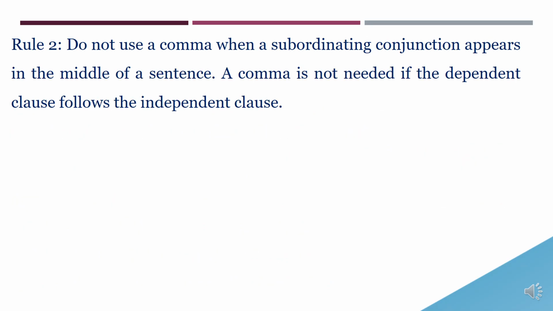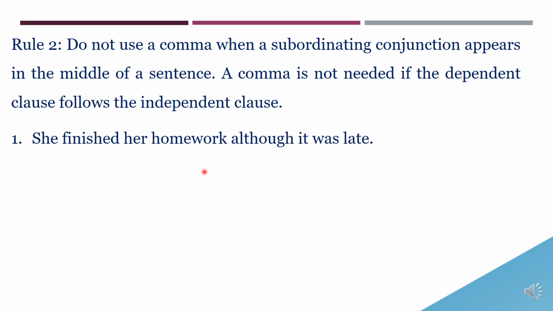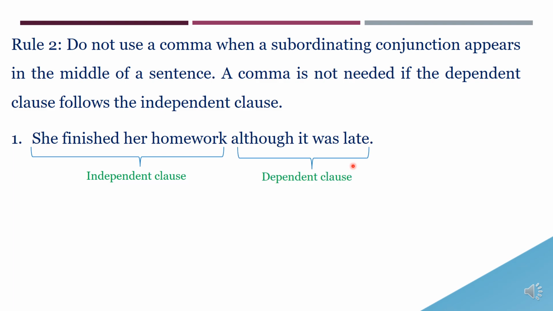Next rule is do not use a comma when a subordinating conjunction appears in the middle of a sentence. A comma is not needed if the dependent clause follows the independent clause. Example, first one is: she finished her homework although it was late. She finished her homework is an independent clause. Although it was late is a dependent clause.